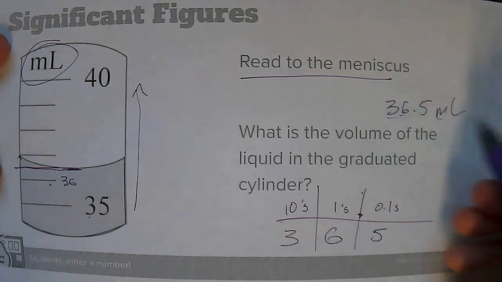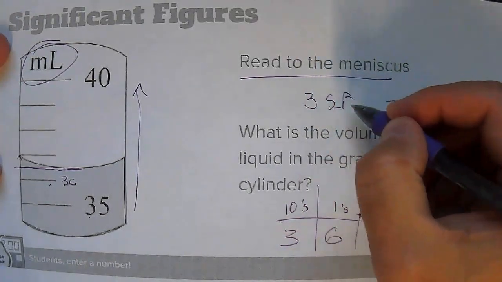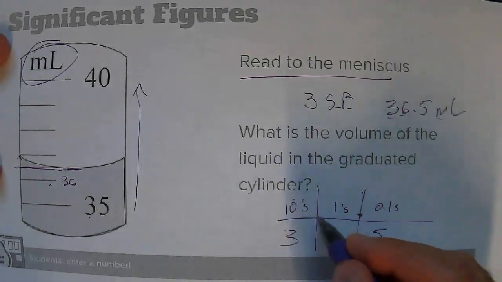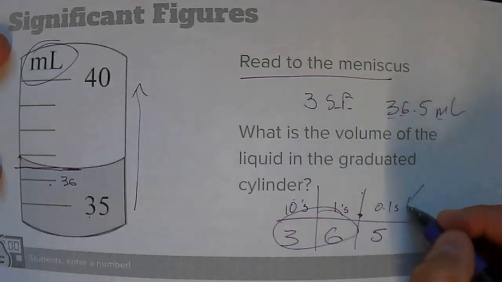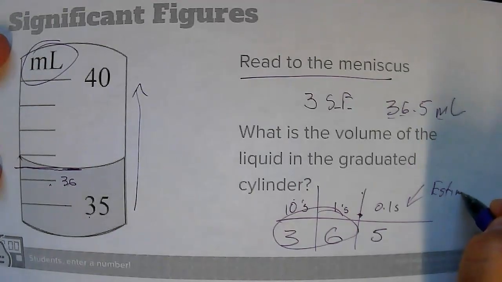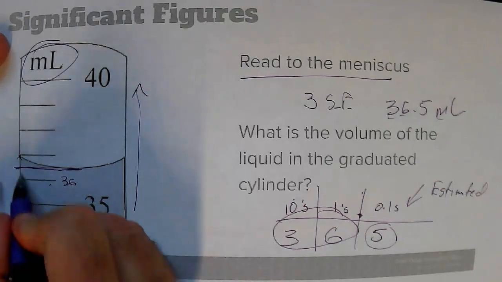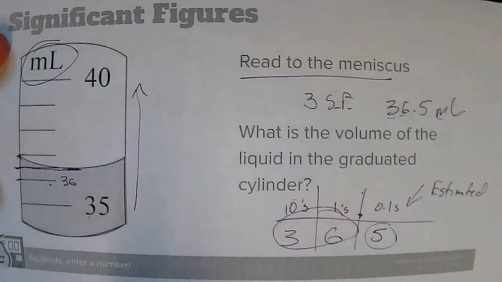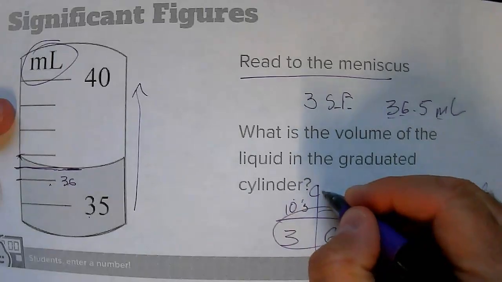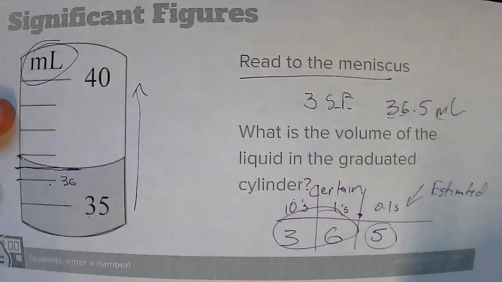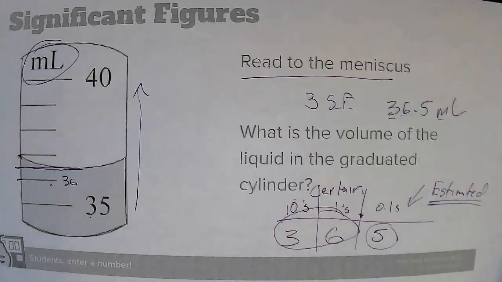And that gives us 3 sig figs. Again, the 2 that are certain, and then the 1 that is estimated. We didn't know what that was. We estimated it based on the fact that it's between 36 and 37. So a sig fig is a measurement with certain values followed by 1 estimated value at the end. And that gives us the number of sig figs.